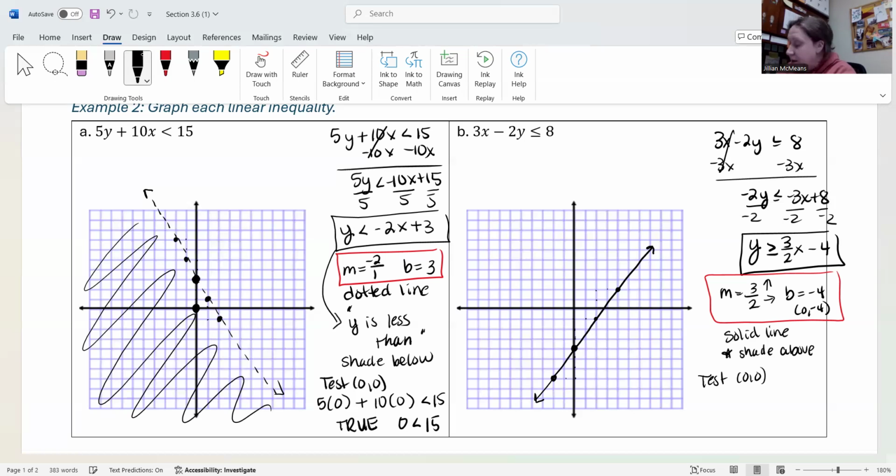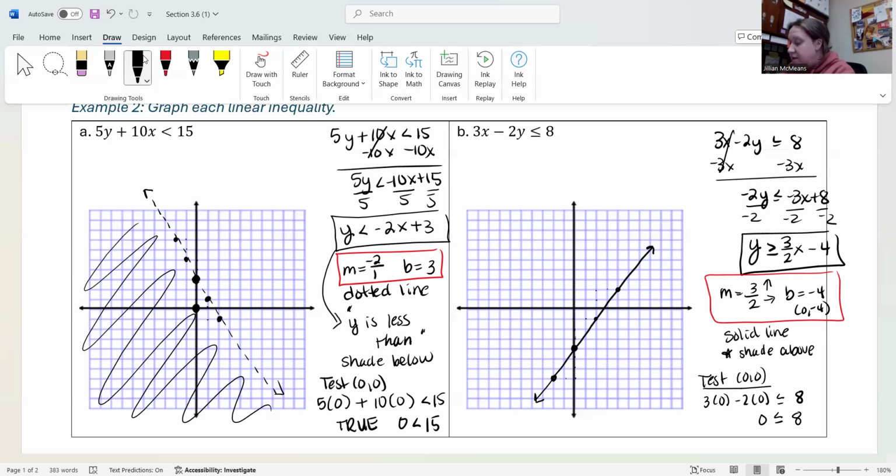Let's see what happens. So I'm going to take my original inequality. Anywhere I see an x, I'm going to plug in a 0. Anywhere I see a y, I'm going to plug in a 0, and then we're going to see if it's true or false. Well, 3 times 0 is 0. 2 times 0 is 0. 0 minus 2 is 0. So we have 0 is less than or equal to 8, and that is definitely true. 0 is less than 8, so it satisfies this here.